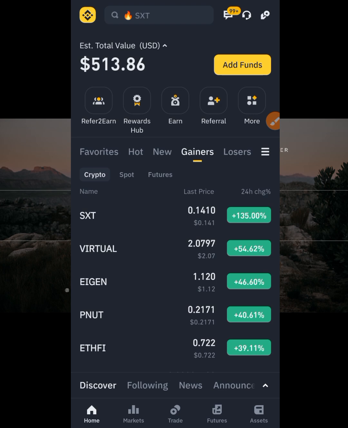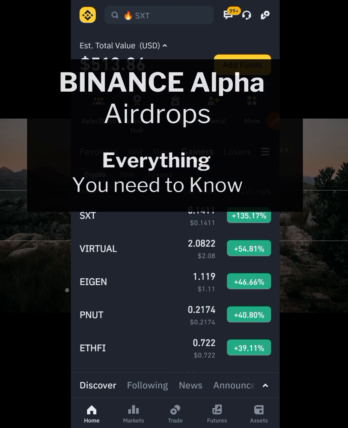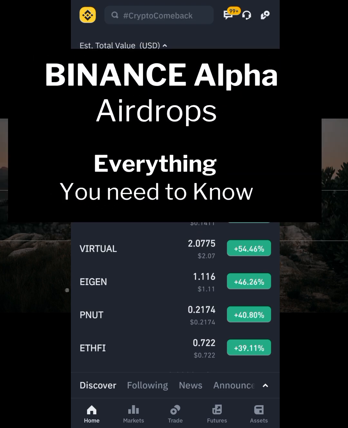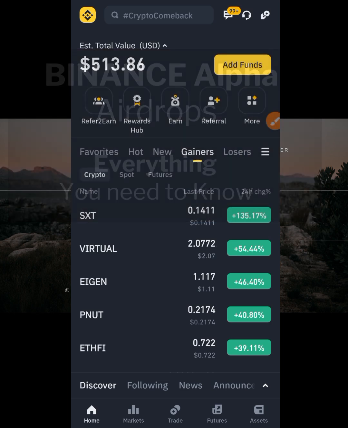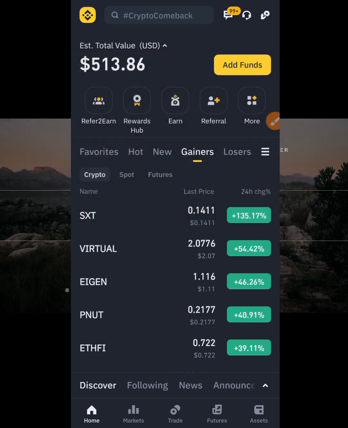So in today's video, we are just going to talk about Binance Alpha Points. We'll talk about the alpha system, the points, how to earn the points. Then we'll talk about how you can also check your points, and then how to make the best out of it.